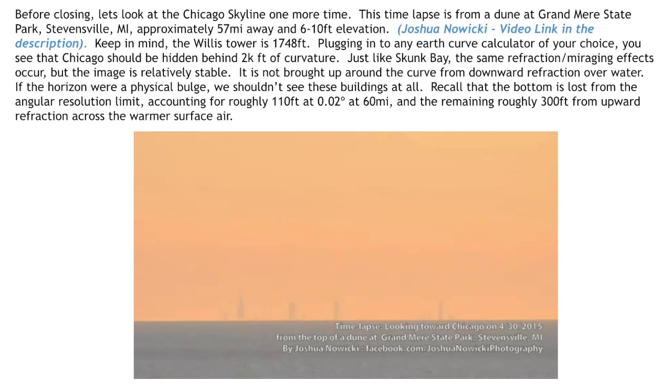They should be lost. So recall that the bottom is lost from the angular resolution limit, accounting for roughly, at this distance, about 110 feet at 60 miles. And the remaining roughly 300 feet that seems to be lost is from upward refraction across the warmer surface air over the water. And let's take a look at it now. And you have to ask yourself if this is the Chicago skyline, or if you believe this entire thing is a mirage.